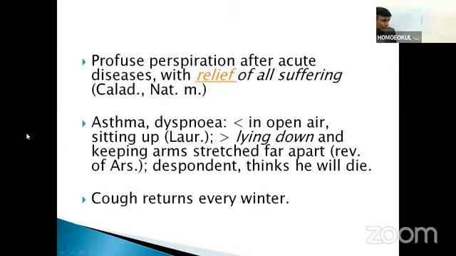Profuse perspiration after acute disease with relief of all suffering. Doctor, very, very important. Again, this is psoric symptom in general, better from normal discharges. That sweating is normal discharge. Okay. Leukorrhea, this is abnormal discharge. Clear? Coryza is abnormal discharge. Menses is normal discharge. Got it? So better from normal discharge, this is psoric symptom. Very important for MCQ. And aggravation from normal discharge, that is syphilitic symptom.